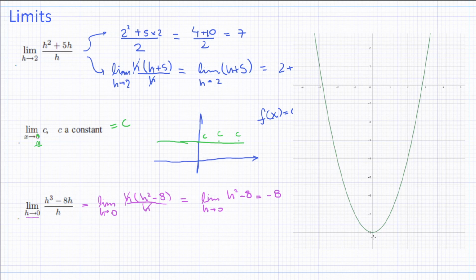Now, if you plot this function, this point here would have to be blank, not filled in, because our function is actually not defined when h is equal to 0. If this function is h to the power 3 minus 8h over h, it can only be defined when h is different than 0. So this would not be filled in.